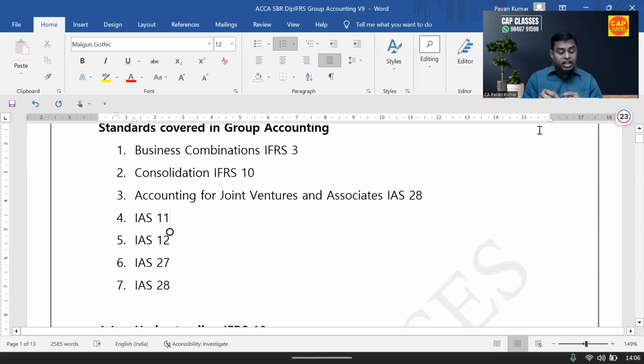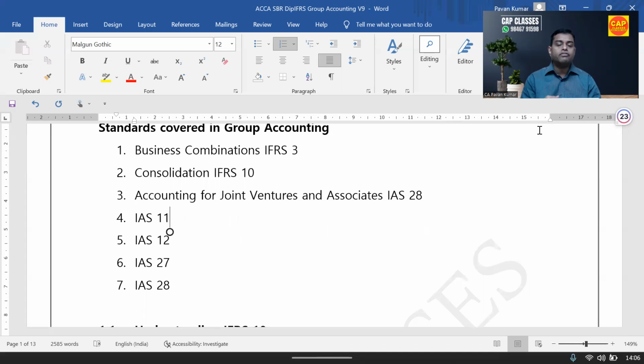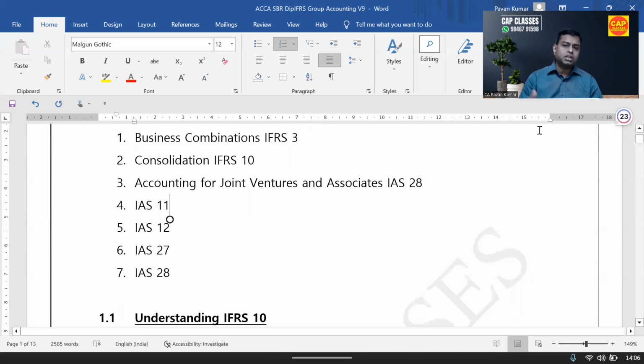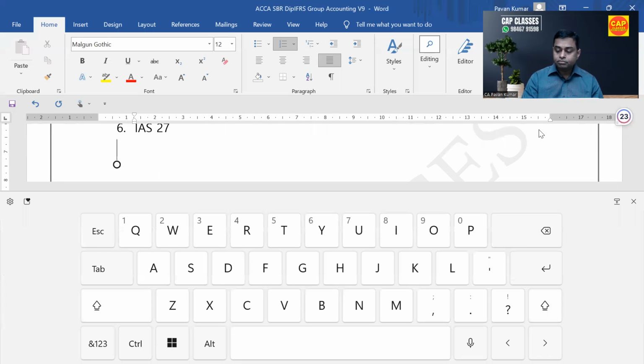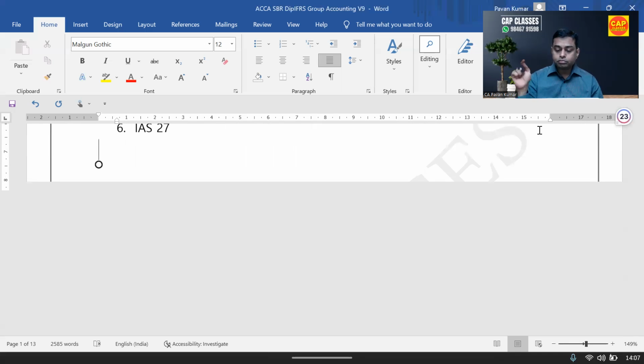Also, in group accounting, there are so many accounting standards involved. It is not just one accounting standard, it is a bundle of accounting standards, as you can see on the screen. To begin with, we'll start with business combinations, which is standard number 3. International Financial Reporting Standard 3 deals with business combinations, followed by consolidation. Consolidated financial statements is discussed in IFRS 10. Then we also have IAS 28, IAS 11, IAS 12, IAS 27. This 28 I have repeated, so I am deleting it because it is already there above.